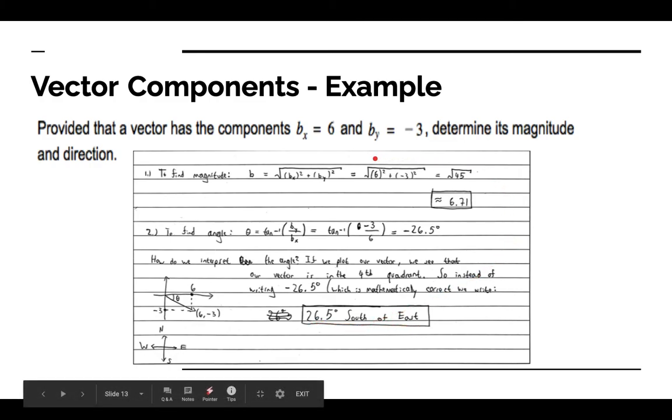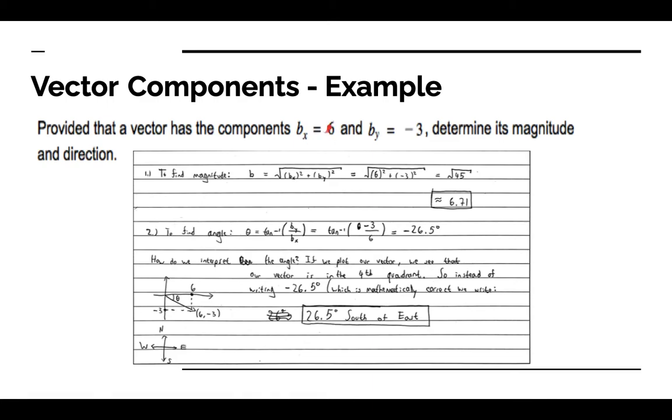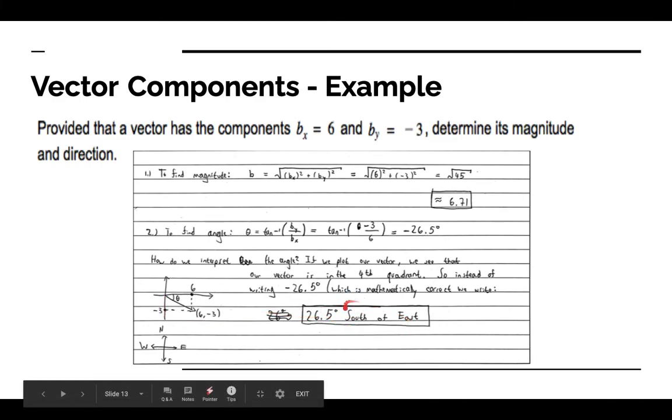We can see this from the components because bx is equal to 6, which tells us, since it's a positive number, that the x component is going to be pointing towards the east, and then since by is negative, that means our y component is going to be pointing towards the south if we plot the numbers. So that tells us our angle is going to be south of east.